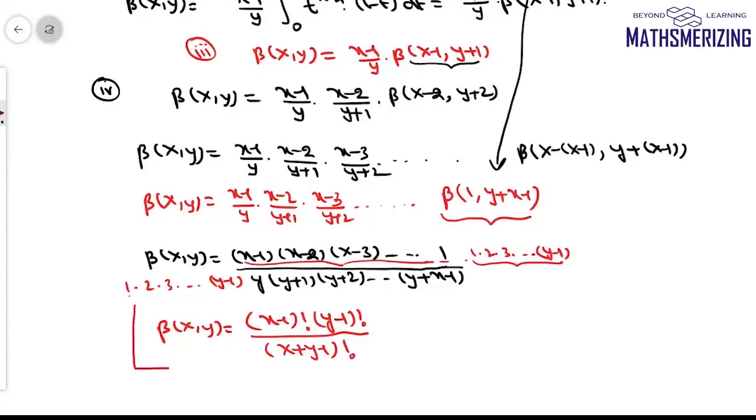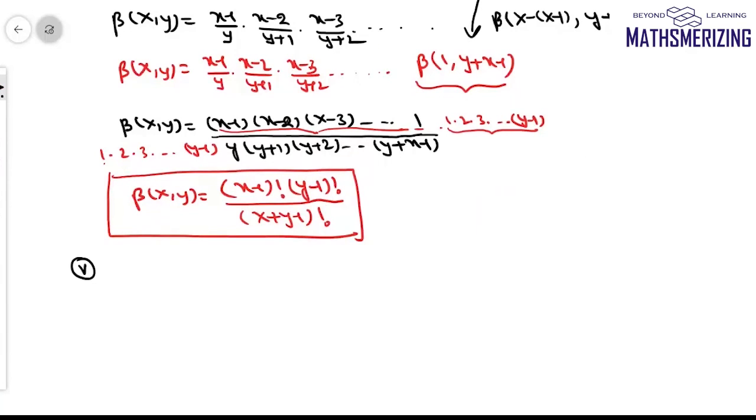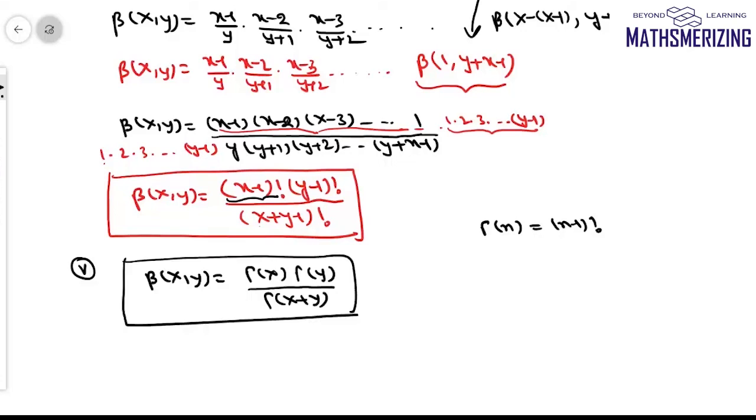So we can simplify this beta function as beta xy equals factorial x minus 1 into factorial y minus 1 divided by factorial x plus y minus 1. Now we also know that gamma n is equal to factorial n minus 1. So we can write this result as beta xy. Now factorial x minus 1 is gamma x, factorial y minus 1 is gamma y, and factorial x plus y minus 1 is gamma x plus y. So that is the relationship between beta function and gamma function.